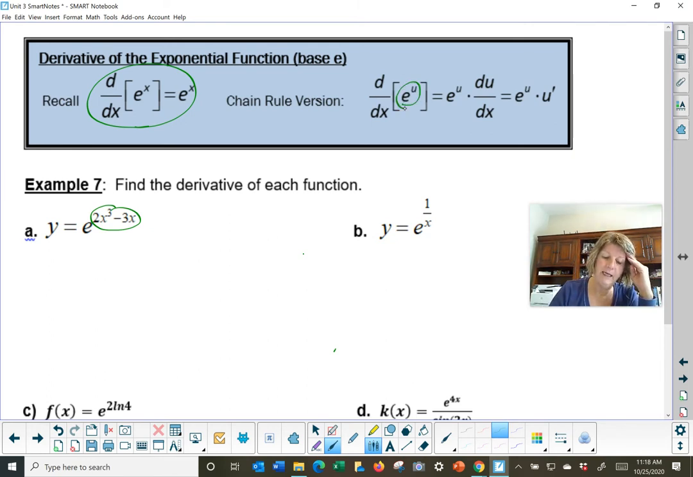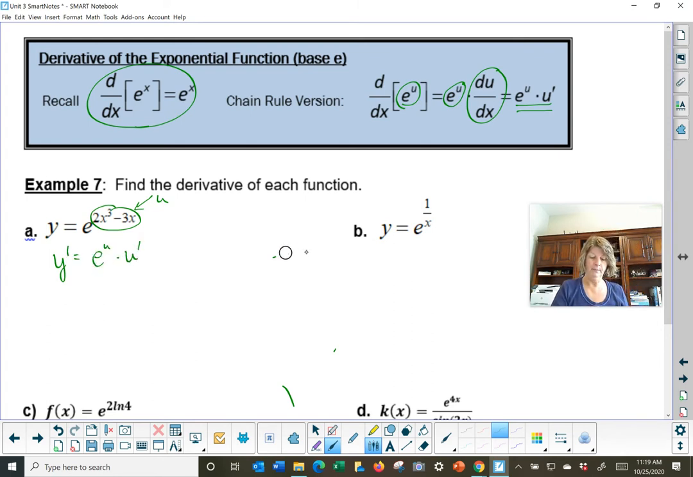So if I have e to u, where u is some function, the derivative becomes e to the u, and then I have to chain off and take the derivative of u. So one easy way to write it is e to the u times u prime. Okay, so in A, this is my u. The derivative piece is going to end up being e to the u times u prime. Maybe even practice that in homework tonight, writing out the rule first, then applying the rule.